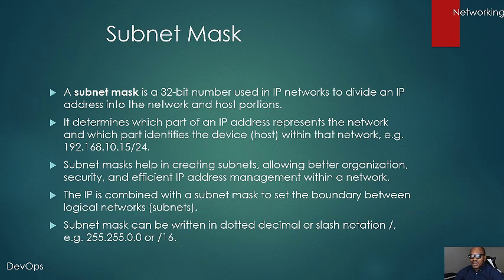So the subnet mask determines which part of an IP address represents the network and which part identifies the host within that network. For example, if you look at this IP address, it is 192.168.10.15/24.